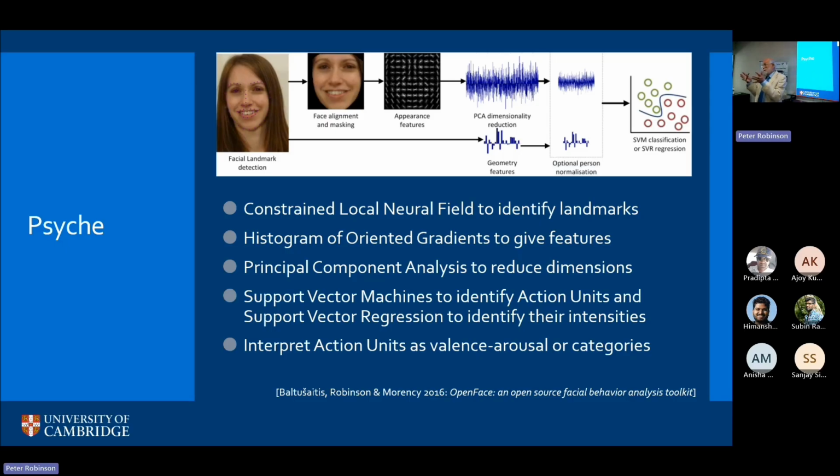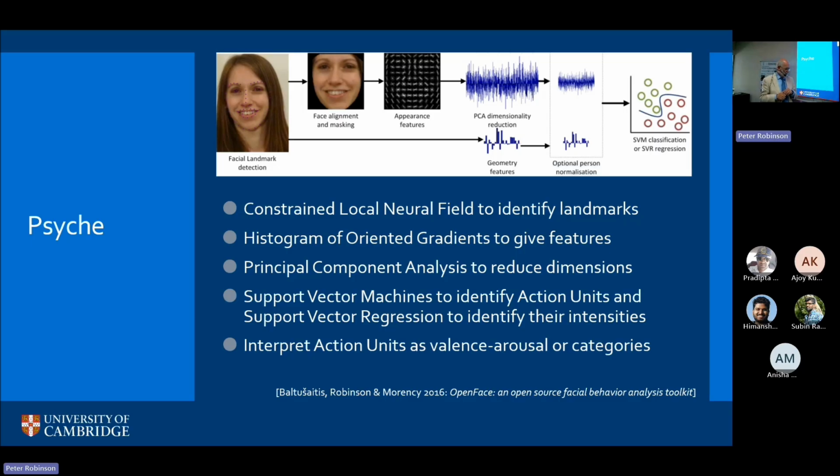So we have this huge dimensional space, and we use principal component analysis to reduce it down, and then we can normalize it using the averages for the particular person we're looking at, and then identify which of these various categories is being shown using various techniques. We can work out which muscles are moving in the face.